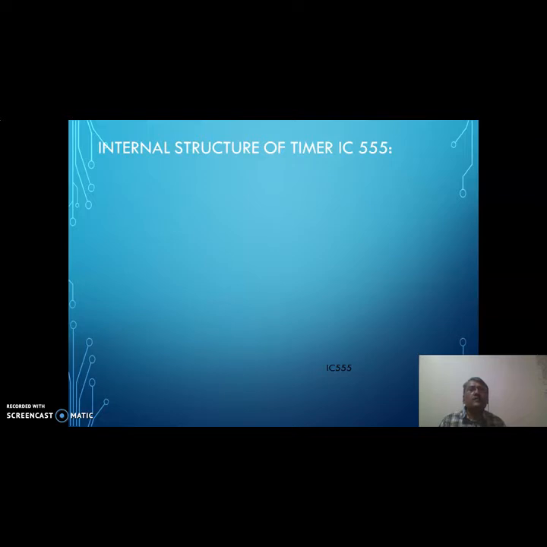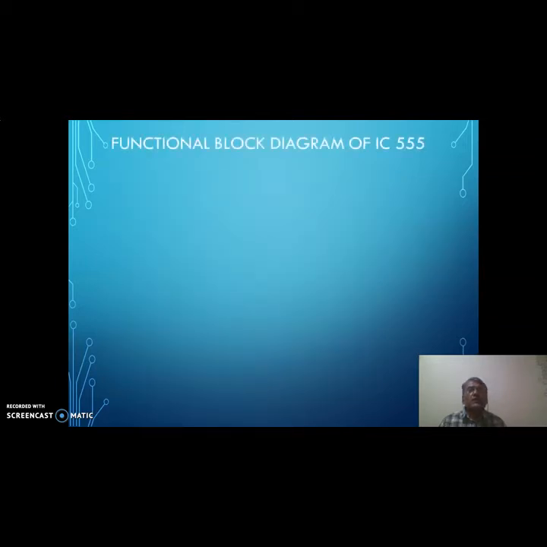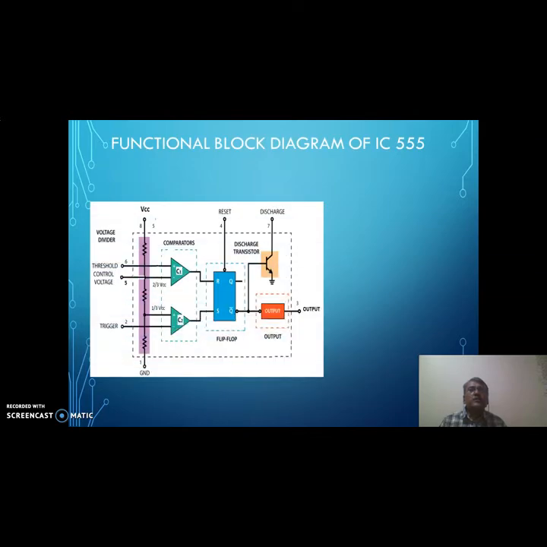Then we'll go for the internal structure of the timer IC555. We'll not go into detail here, but this is a diagram which shows the internal structure of the timer IC555. It consists of basically 23 transistors, 2 diodes, and 16 resistors. Then the most important part of this IC555 is the functional block diagram of the 555.